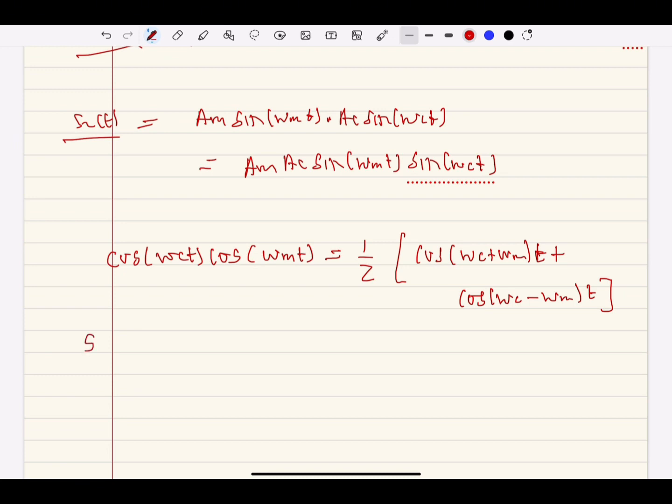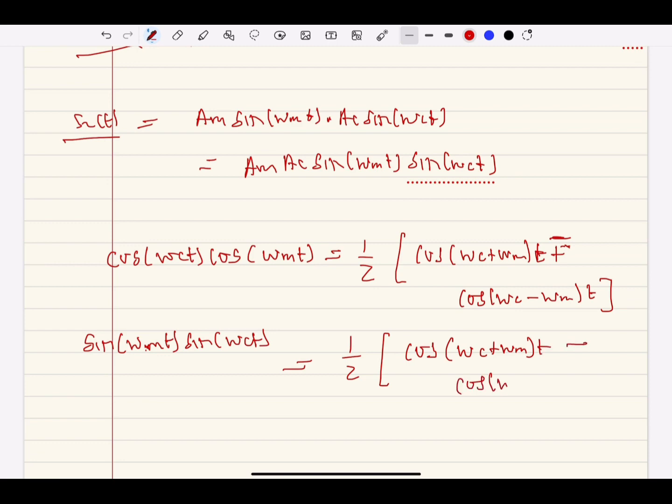For sine omega mt sine omega ct, the only thing that will change is the summation over here. So we are going to get 1 over 2 into brackets cos (omega c plus omega m) t minus cos (omega c minus omega m) t.